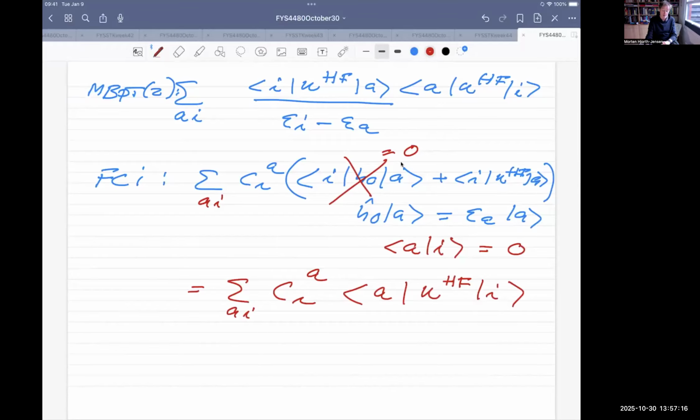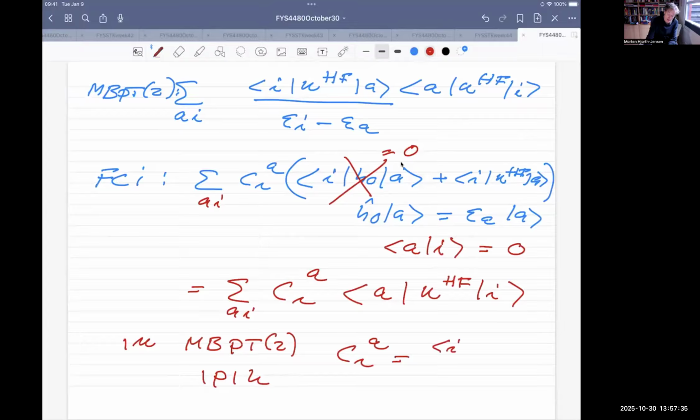Now, what we see is that in many-body perturbation theory, in MBPT to second order, for the one-particle, one-hole term, C_i^a is equal to this term, and this is something which we can calculate. And we will see that when we go to higher orders, we can calculate these terms with elements which are all known. So this term which you see here can be calculated.